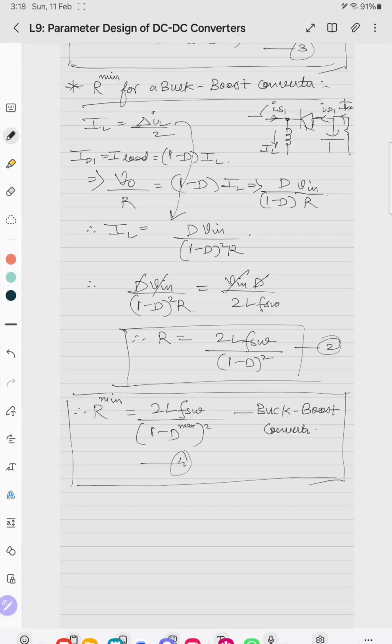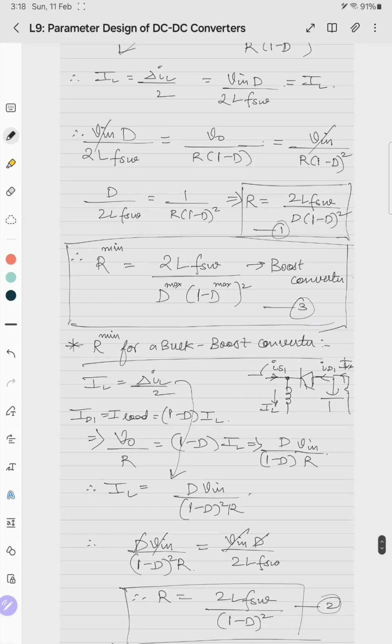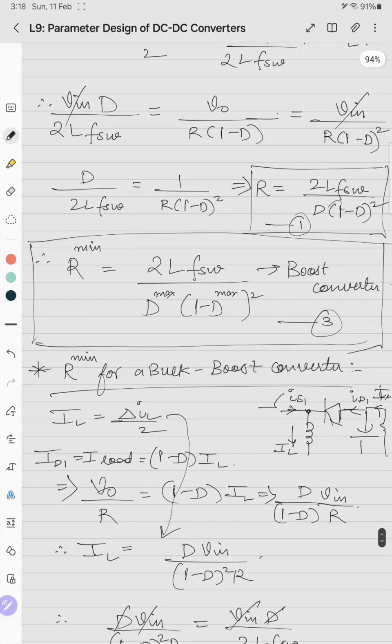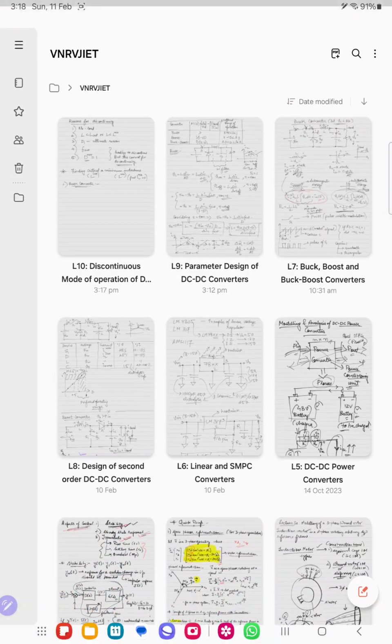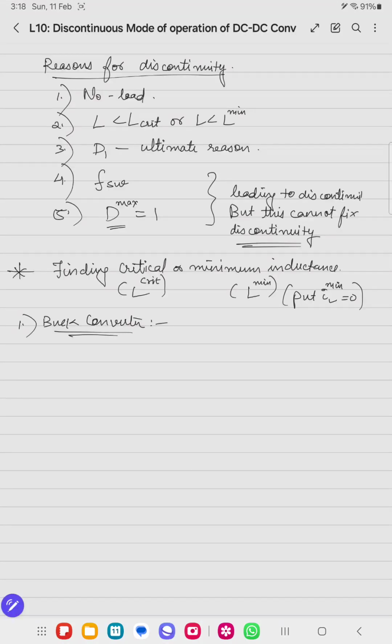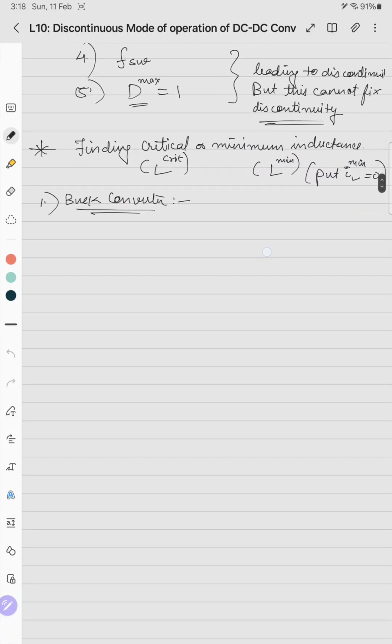So I hope now you got it, that from equation number 1 you can get L in terms of D, F switching and R. Similarly, if you use equation number 2, you will get L minimum for buck boost converter, that is R into (1 minus D) square by 2 L into F switching. So we can directly copy paste from here and write for buck converter. Okay, we have to derive.